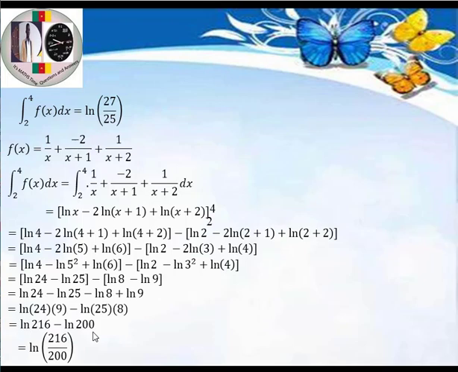So if we have this, what can go? We can see that 8 can go into 200 and 216. If 8 goes into 200, it will give us 25, and 8 will go into 216 and it will give us 27. Therefore, we can see that if we integrate f of x from 2 to 4 dx, we get ln 27 over 25. So we say that what? The equation has been gotten as wanted.